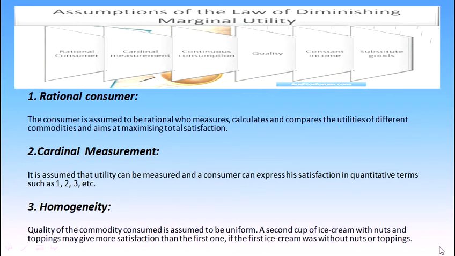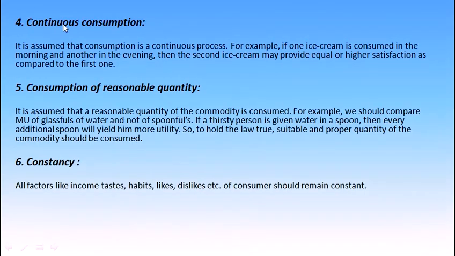Okay, so now we move on to the next. Next is continuous consumption. The consumption should be continuous, without any time gap. If you are consuming the first ice cream in the morning and the second ice cream in the evening, there is a lot of time gap between the two consumptions, and you may not experience diminishing marginal utility. You will say, okay, I can eat the second ice cream in the evening with the same level of utility. So to experience the law of DMU, the consumption should be continuous.